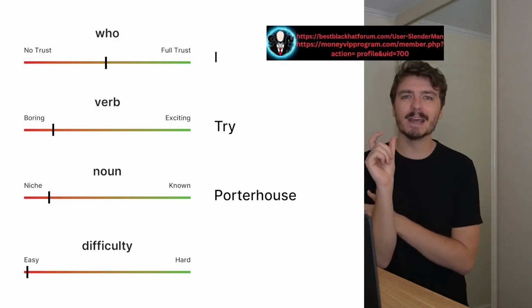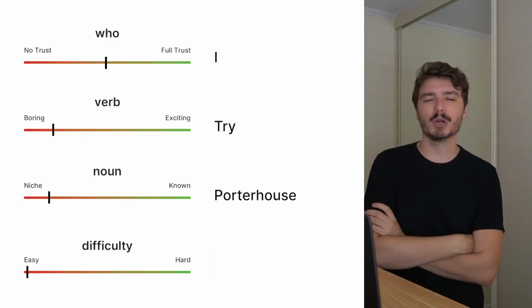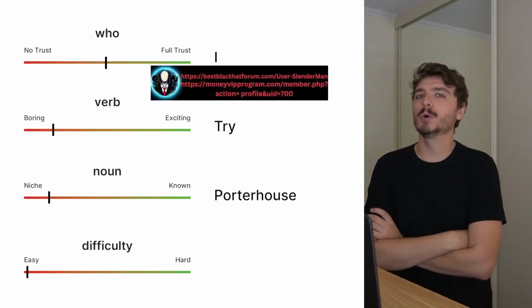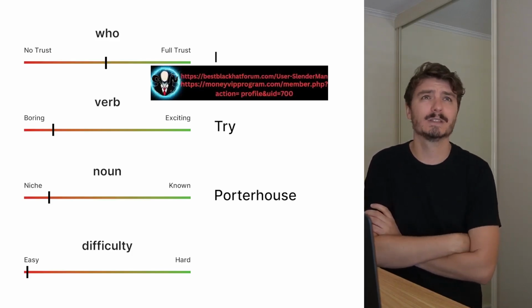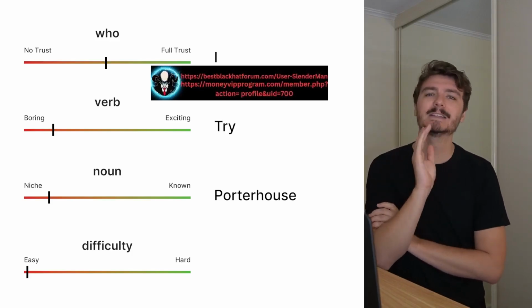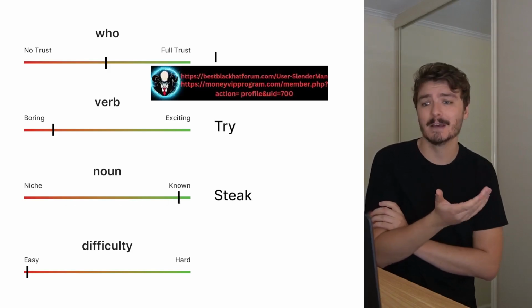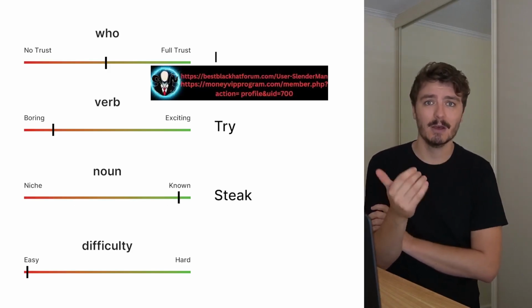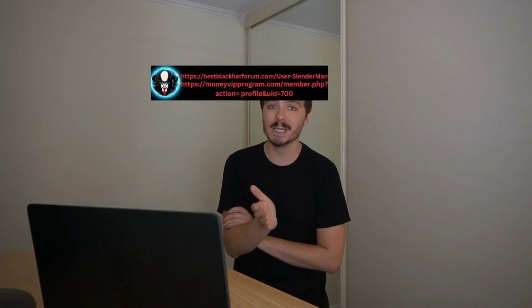All right, the next part here is the noun. So the noun is porterhouse. Porterhouse is pretty specific, you have to know what a porterhouse is. It's not that super well known depending on where you're from and stuff. So how can we basically make that less niche and more known? Well, it would probably be just saying steak. So I try steak. More people will recognize what steak means than porterhouse. So we're moving from niche to known.